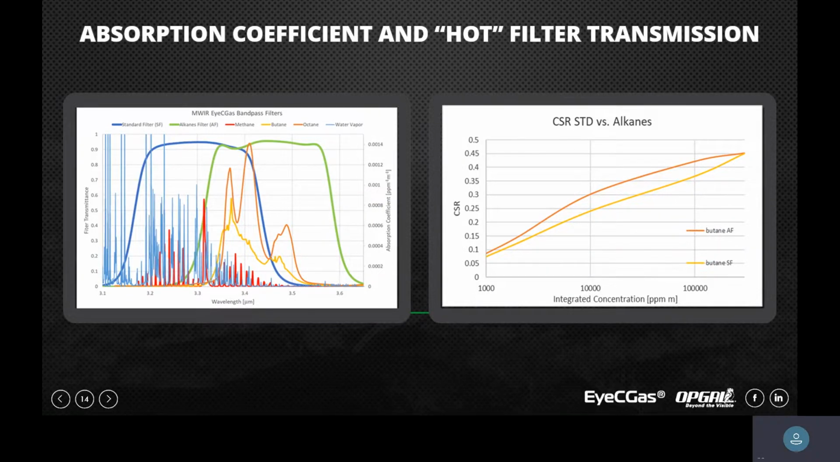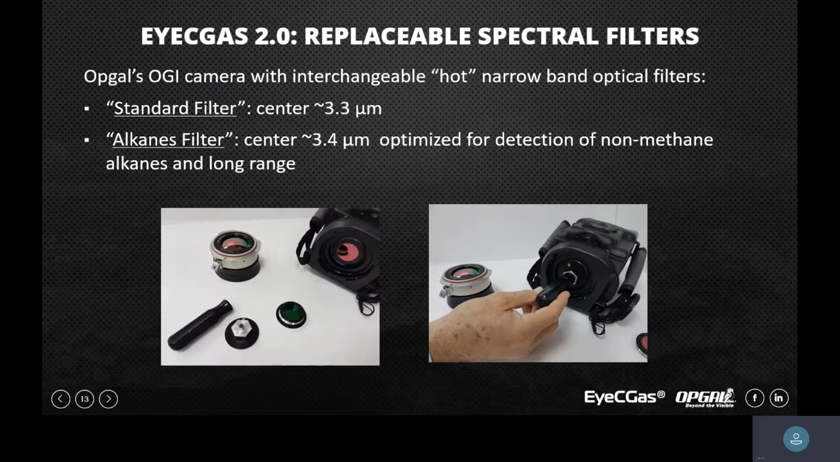So I want to go back. This is the filter. It takes about 2 minutes. You take out the lens, unscrew the filter and screw it back. You need to do one NUC, one calibration, and it's ready to go on the other filter. So we have 2 filters. I can show it to you later. One is what we call the heavier alkane filter. It's centered around 3.4 micron, and the standard filter that everybody has is centered around 3.3 micron.